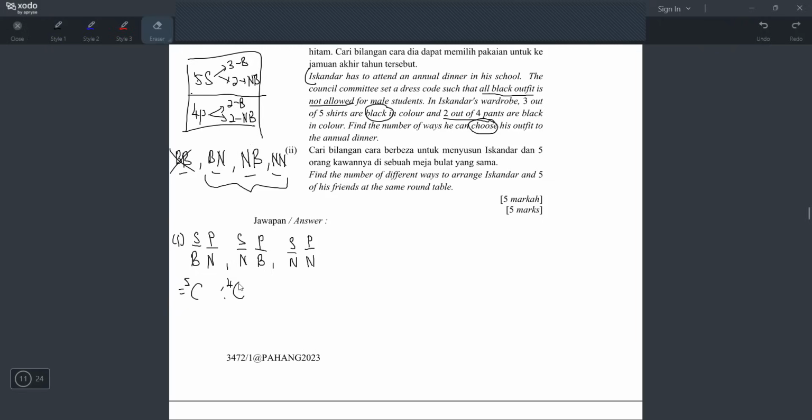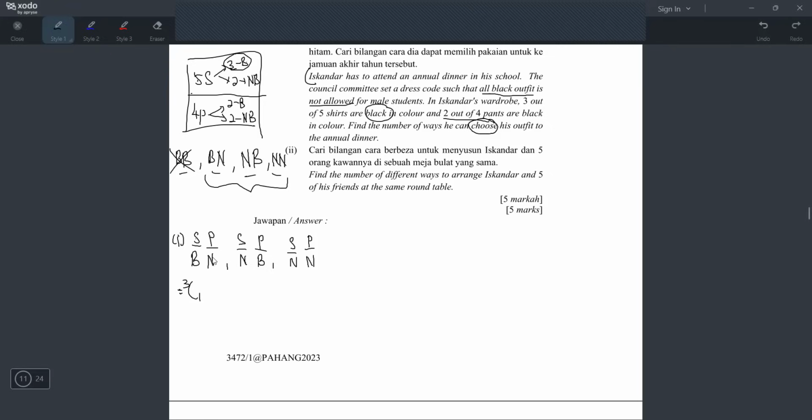Sorry. What am I doing? Sorry, sorry. It's not 5C3. Because if I say 5C3, what does it mean? It means I choose 3 shirts to wear. Sorry, I don't know what my brain is thinking. This should be 3C1. Correct? Because I want my shirt to be black. So definitely I cannot choose from 5, right? I have to choose from these 3 only, because there's only 3 black. So I'm only choosing 1 shirt to wear. Okay? Sorry, I made a mistake just now.